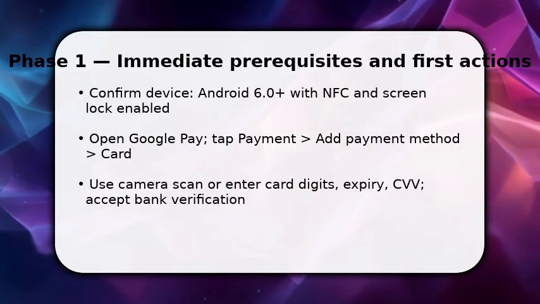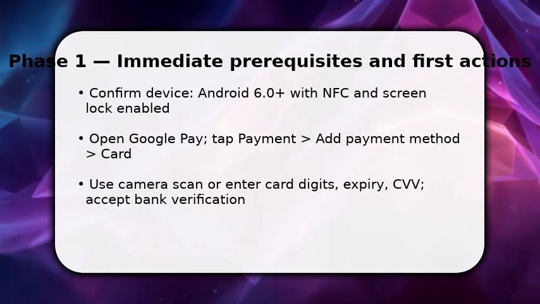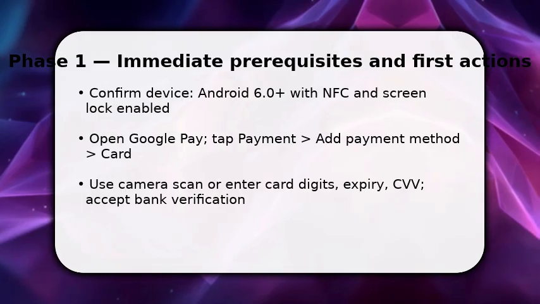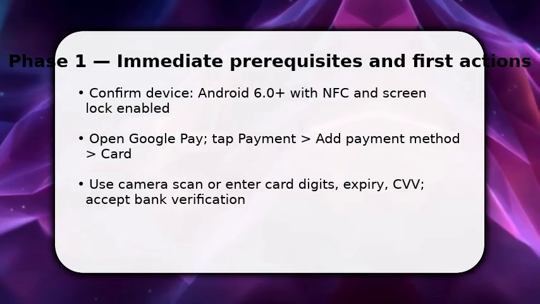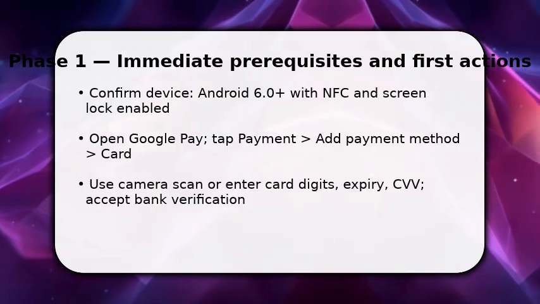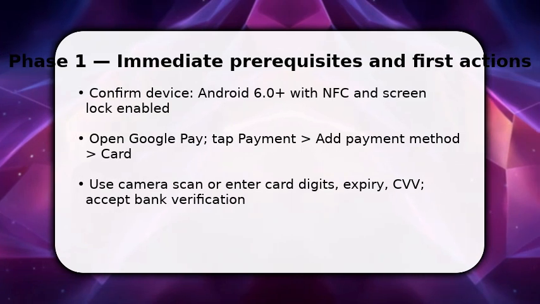Tap Add Payment Method and choose Card. Use the camera to scan or type the card number, expiry, and CVV, then follow the bank verification prompts. Once done, make sure the card shows as active in payments. This first step gets you a usable wallet card quickly, because verification prevents declined transactions.